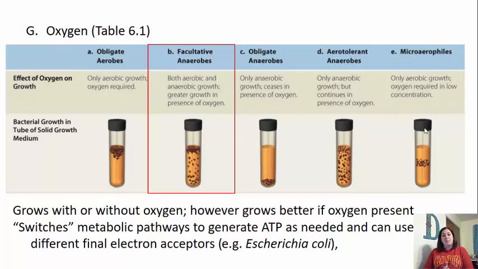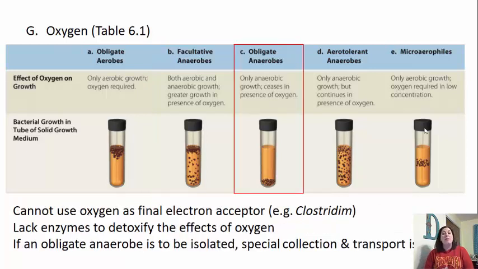One of the best examples here is Escherichia coli, or E. coli. The next are the obligate anaerobes. These are obligated to not be around oxygen in order to grow. Therefore, they cannot use oxygen as their final electron acceptor. One of the main groups here are the Clostridium group. They lack enzymes to detoxify the effects of oxygen. Therefore, oxygen is like a toxic gas to them.